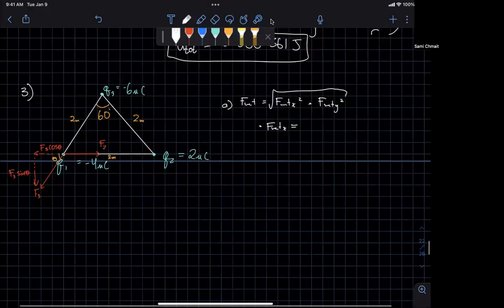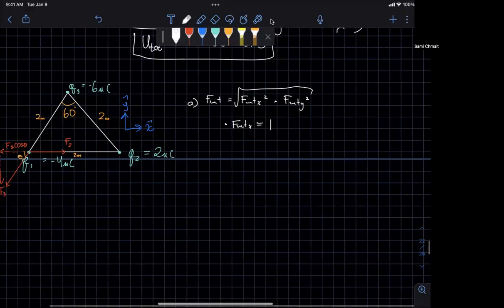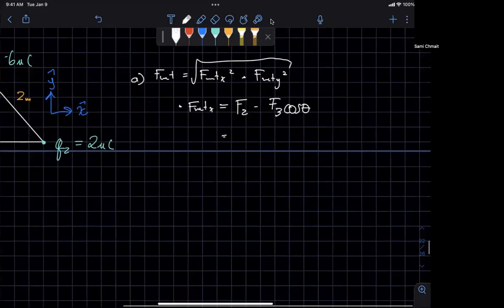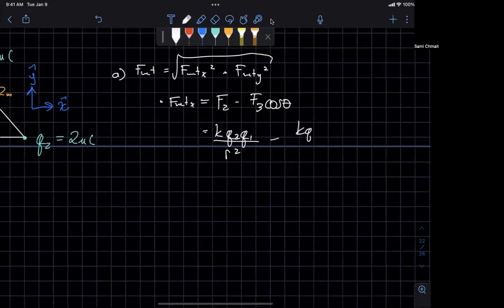We look here. We have F2 pointing to the right, and we'll say that's in agreement with our defined positive direction. We have F3 cosine pointing to the left. So that's going to be the negative there. So we'll say F2 minus F3 cosine theta. What's F2 equal to? Well, that's going to be K, my charge that's interacting with the other charge, so Q2 and Q1, divided by the distance between, that's that R squared value. And then minus K, Q3, Q1, divided by R squared cosine theta.